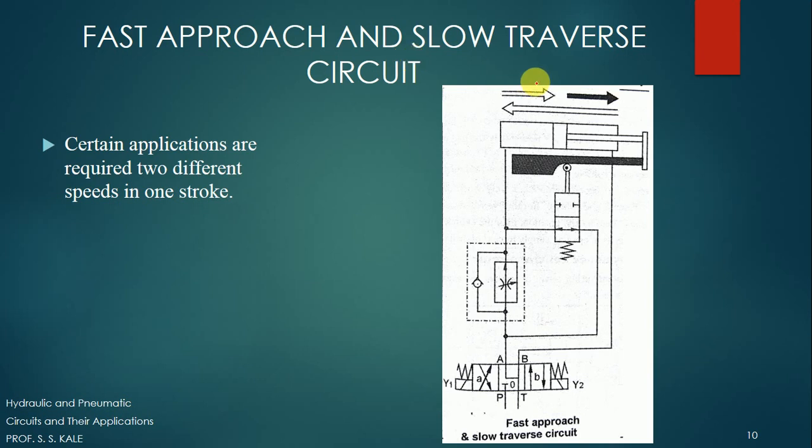Now let's consider how we can achieve two speeds. Let's see the construction of this one. You have to consider that on the downside direction we have the pump and other initial devices present over there. Then the pump line, this particular pump line or the port which is coming from A, has a flow control valve and a check valve which is provided here.